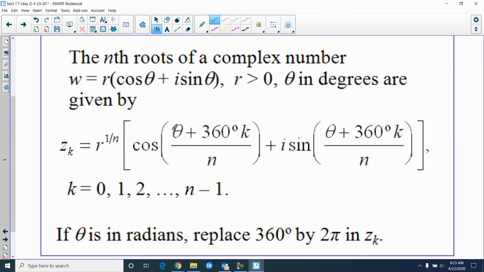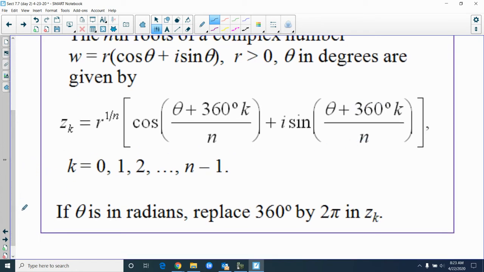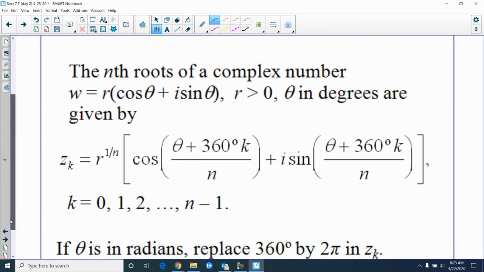So if n is 3, we're finding the cube root, and we have to do theta plus 360 degrees times k, divided by n. Same thing here. Now, it looks very messy right now. When we go through one, I think it'll be a little bit easier. If theta is in radians, replace 360 by 2 pi. But I think we're just going to do everything in degrees. Makes life a little bit easier.